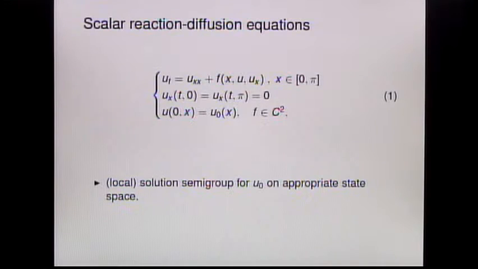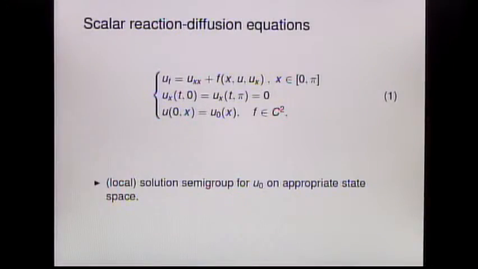Here we are interested in scalar reaction diffusion equations of this type, defined on some bounded interval, say 0 to pi. We are assuming that it satisfies some Neumann boundary conditions. It also works for Dirichlet boundary conditions with some minor adjustments. Since we are assuming that this nonlinearity f is a C2 function, we have a solution semigroup that is locally defined, for u0 in some appropriate state space.